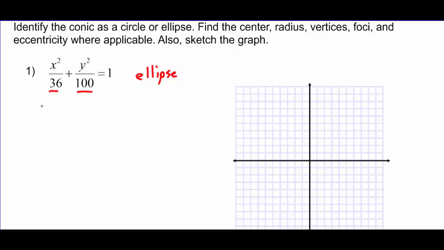All right, so let's talk about what we know. This term right here has to be a squared, so that means a is going to equal 10. This term right here, 36, has to be b squared. And again, the only reason I know which one is a and which one is b is that a is larger than b. So a is 10, b is 6. The center, well, there's no move from the origin, so we're just at 0, 0. And the radius wouldn't apply. We'll deal with foci, and we can deal with eccentricity at the end as well.